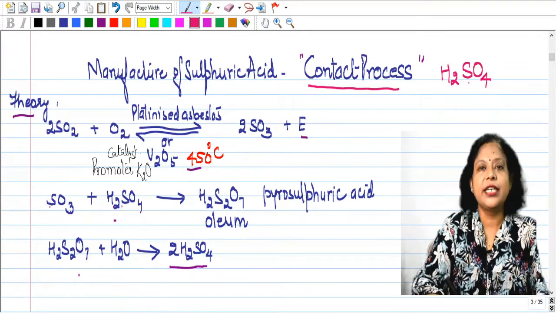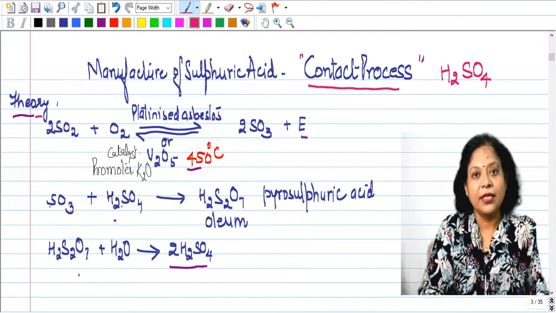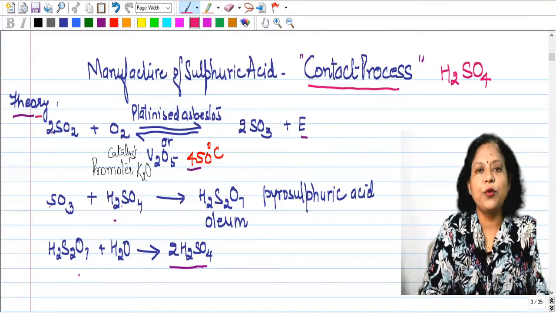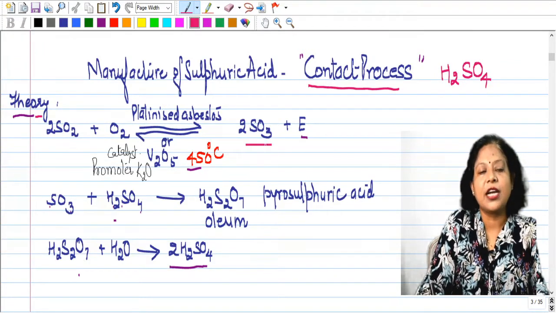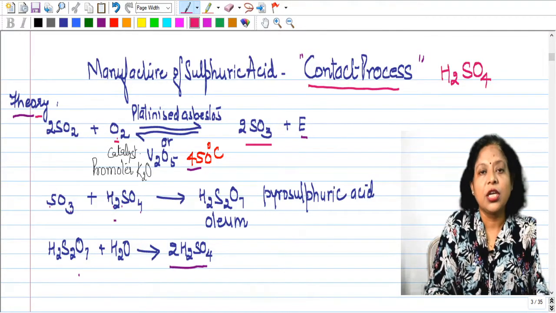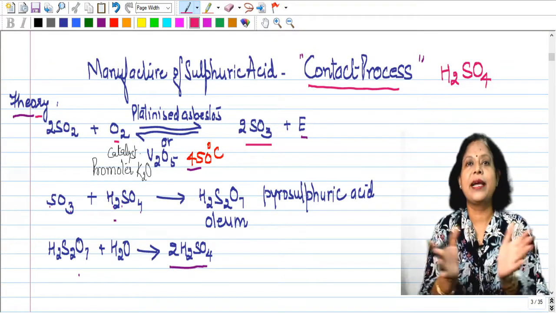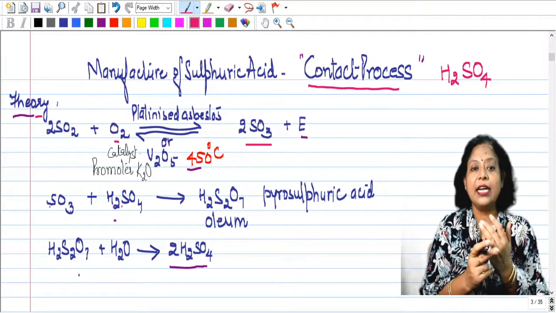So let's first understand the theory part, then we'll see the plant, and we'll study the conditions. We take sulfur dioxide. This sulfur dioxide gas is converted into sulfur trioxide. So SO2 is converted into SO3 by treating it with oxygen. Now when SO2 combines with oxygen, it doesn't combine directly. It requires the presence of a catalyst and conditions.